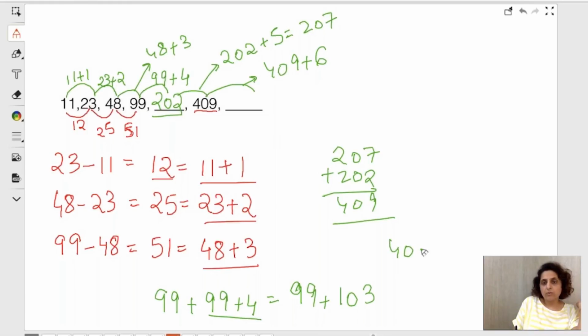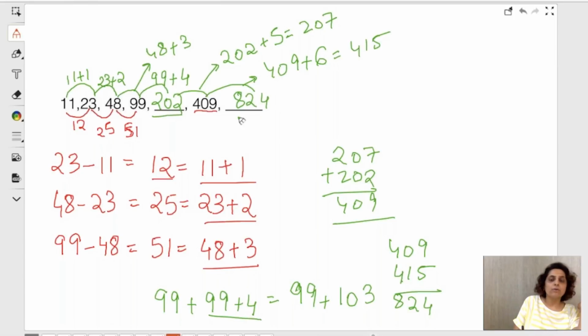415. So what do we get? 409 plus 415. Here this thing is 415. So how do we get the next number? Next number would be 824. All right, so this is how we solve this series.